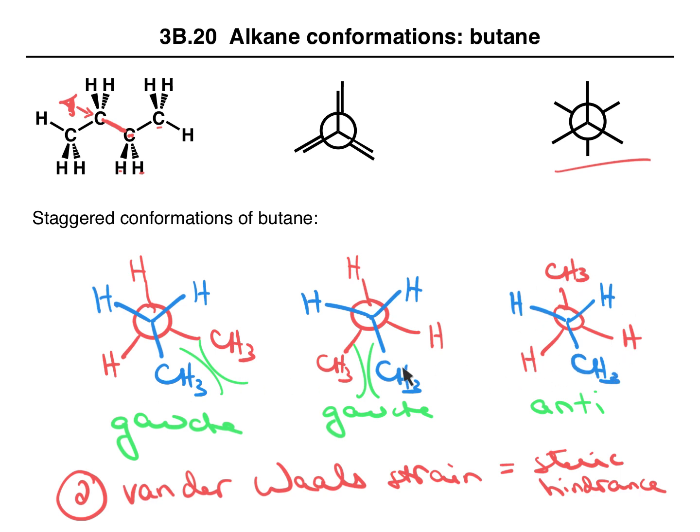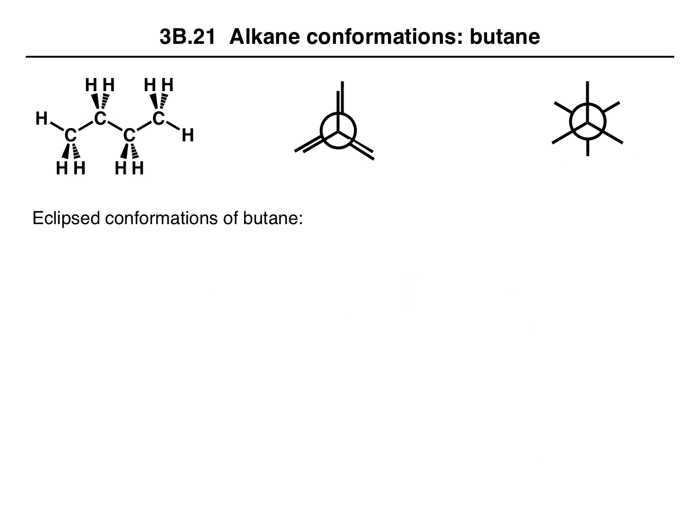All of these have no torsional strain because they're staggered. These have some van der Waals strain. This does not. So out of these three staggered conformations, this one is going to be the most stable because it has no strain. These are going to be a little bit higher in energy because they do have some van der Waals strain. Next, let's continue to look at butane.